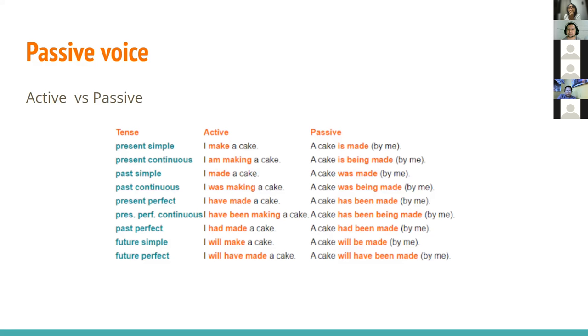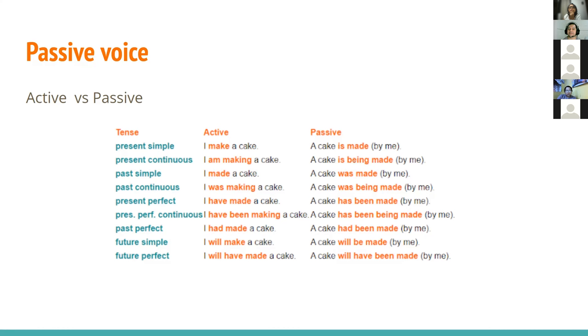The first one, for example, it says, I make a cake. Simple present, right? I make a cake. Yo hago un pastel, ¿verdad? In passive is a cake is made by me, right? That is optional. A cake is made by me. Present continuous, I am making a cake. Passive, a cake is being made by me.